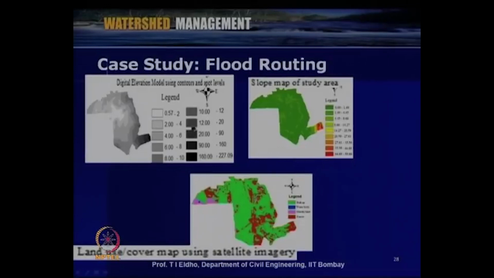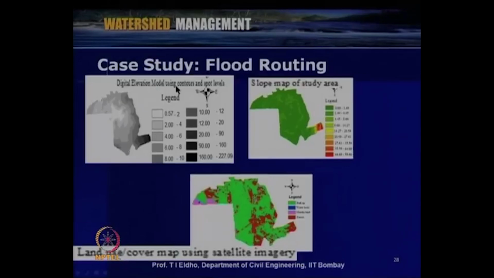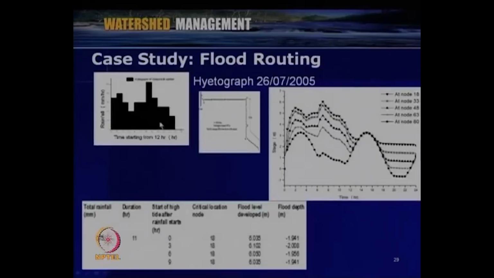Here we used an immediate approach of remote sensing and GIS. We prepared the detailed elevation map, then the slope map, and then the land use land cover map, as shown in these figures. Then this is the rainfall which we simulated to identify the flood routing. For 26 July 2005, the rainfall was about 670 mm for a duration of 12 hours, 675 mm. Using the model which we developed, we routed this flow.